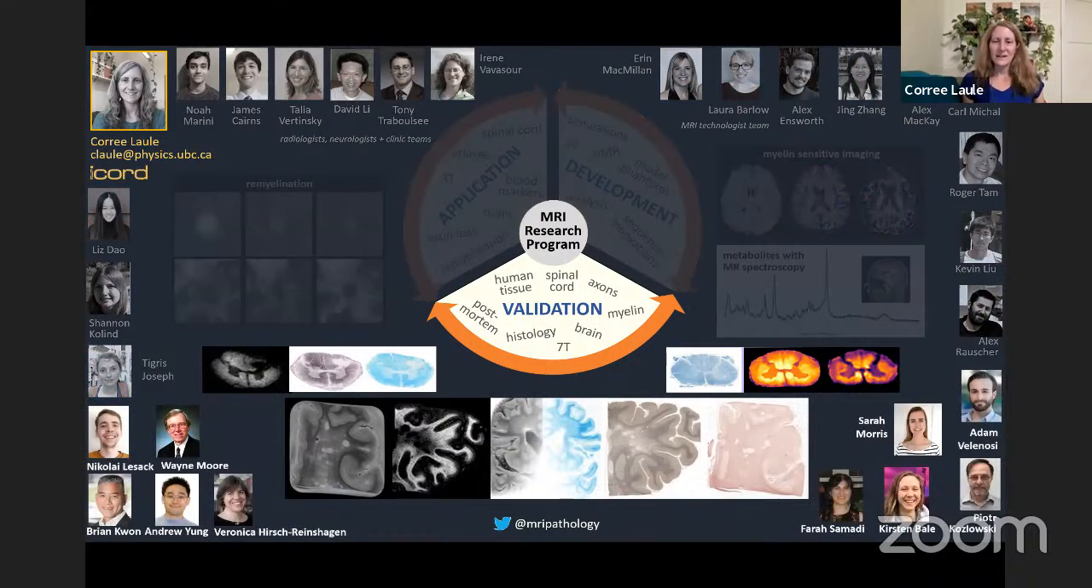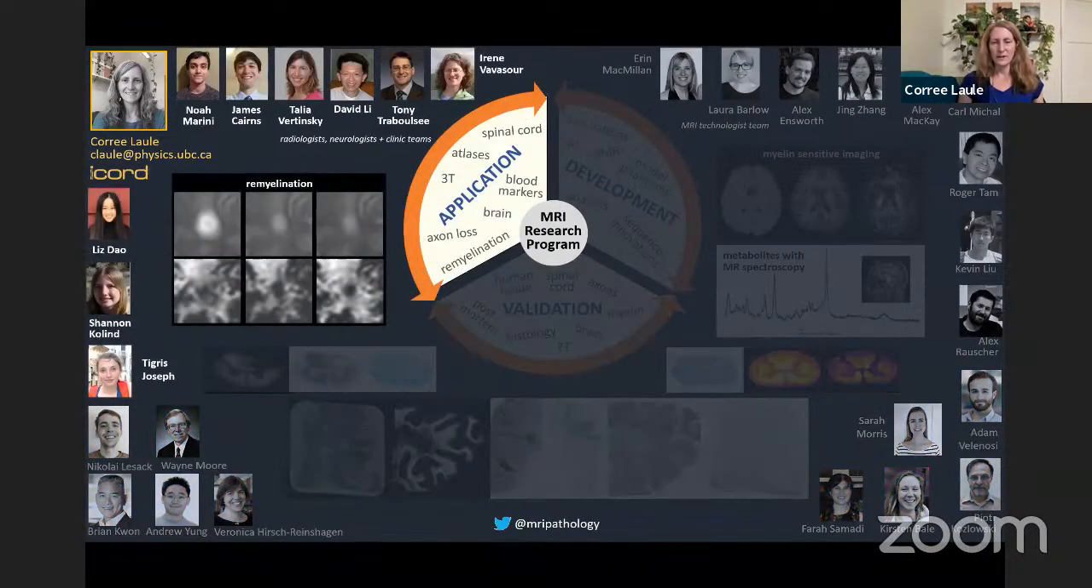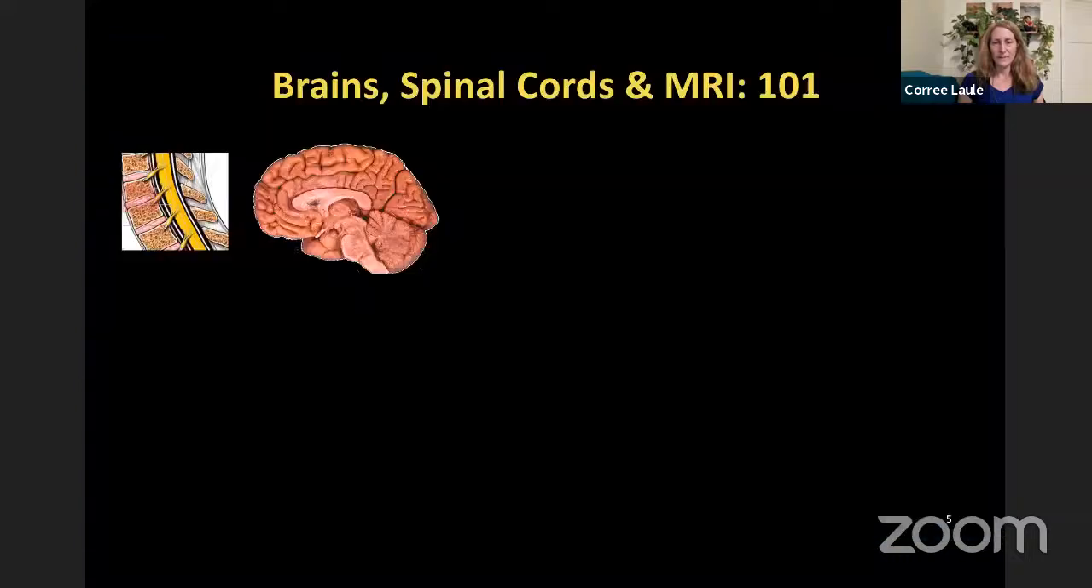So for today's talk, I'm going to focus on the validation aspect of the work and also the application aspect that I mentioned. But first, just one quick slide as a primer about brain, spinal cords, and MRI. I realize this might be a diverse audience, and not everybody necessarily works on neuro or works with MRI, or maybe there are people that are quite new to the field.